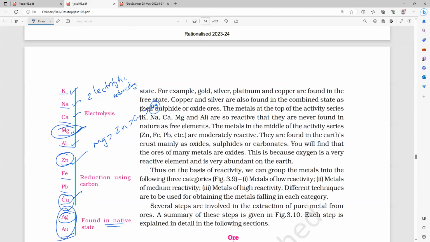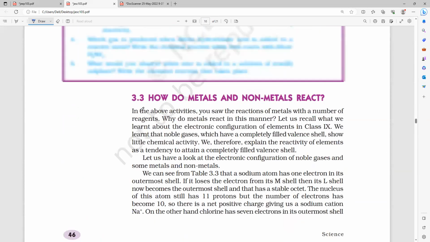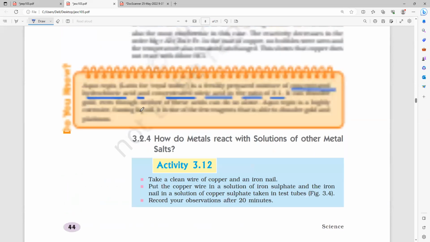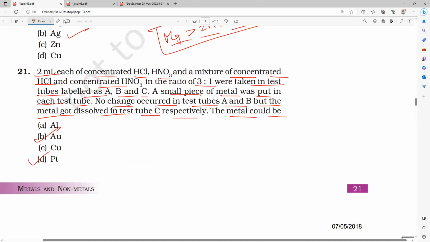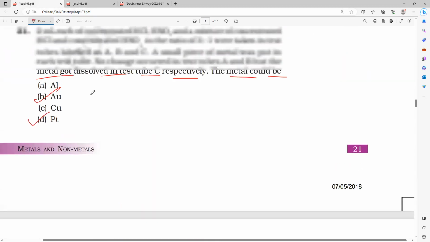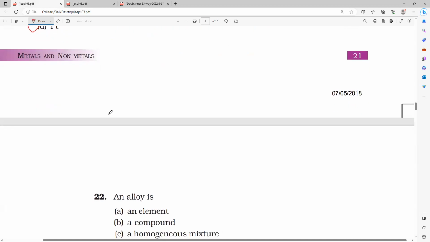Gold and platinum, both. Because I will show you. So both options are correct, but you can choose gold. Gold is the main thing. You can see here, it is one of the few reagents that is able to dissolve gold as well as platinum. So for this one, B and D, both options are right. But if the same question comes, you can take gold as the option. All of you clear?